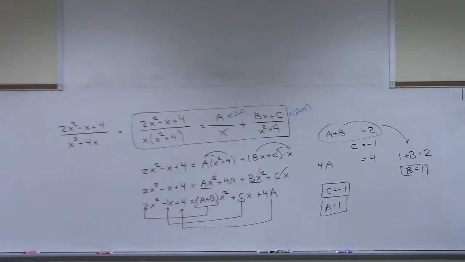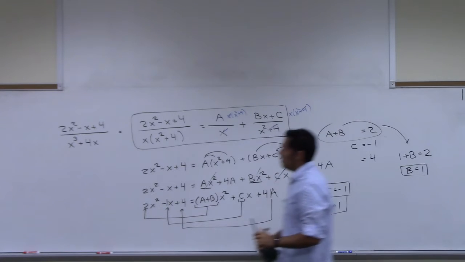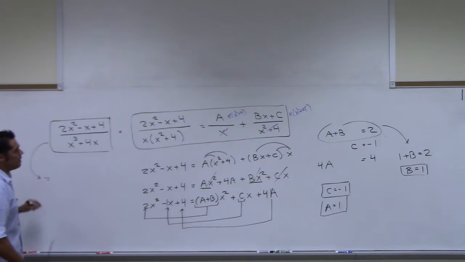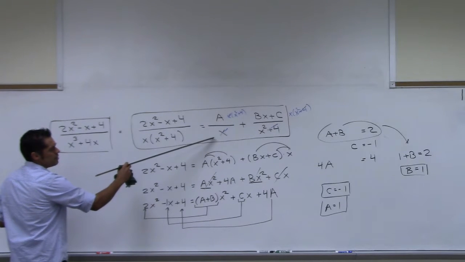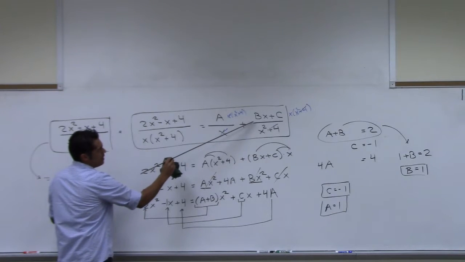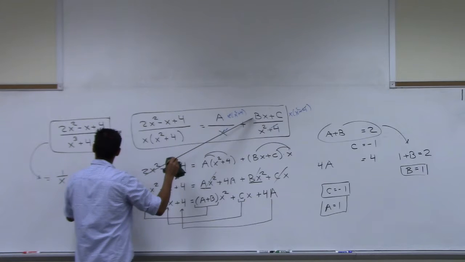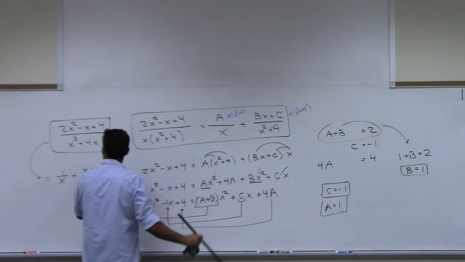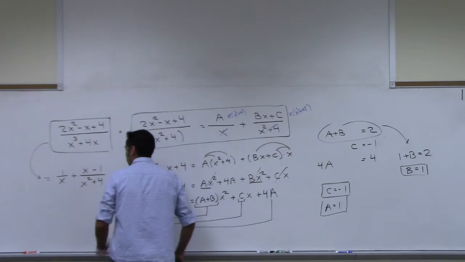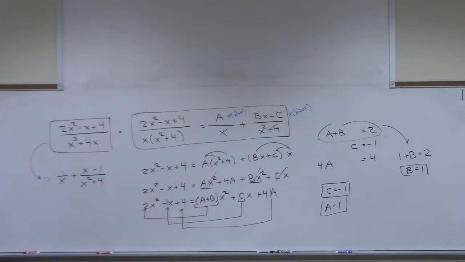Okay? So our final answer is that this right here is equal to a over x, so 1 over x, plus b, which was 1, so x, plus c, c was -1, so -1, over x squared plus 4. Make sense? We're done. This is the partial fraction decomposition.